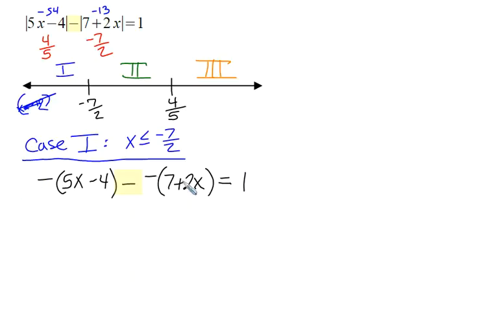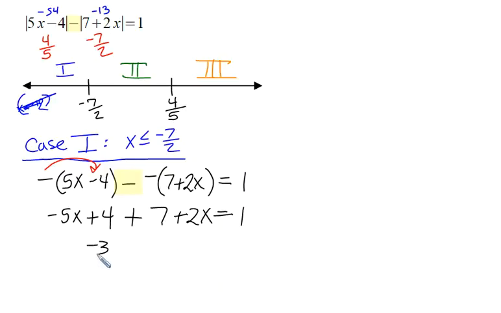Now we will distribute our negatives, or in this case, it just combines to a positive. So we will have a negative 5x plus 4. Please watch out for that. A lot of times people forget or accidentally don't distribute the negative carefully. This turns into a plus, so we can just leave that as plus 7 plus 2x is equal to 1.